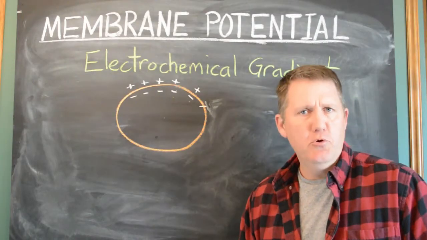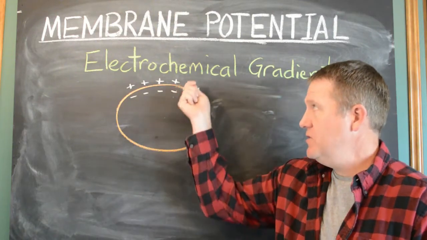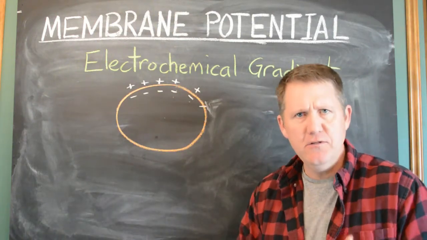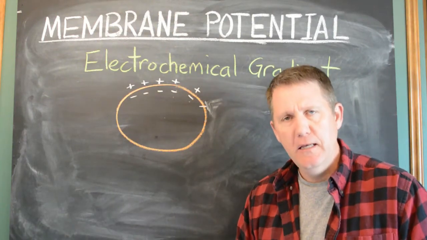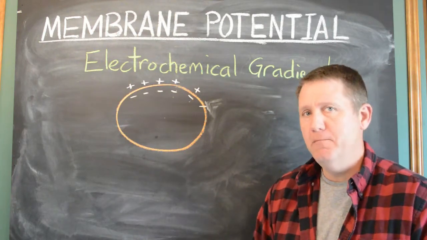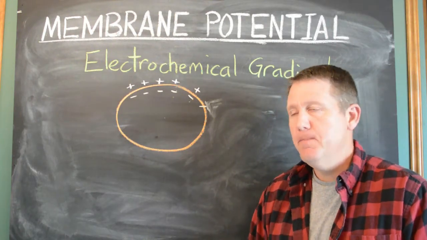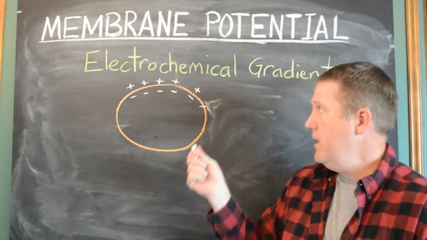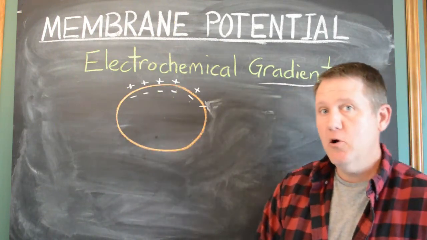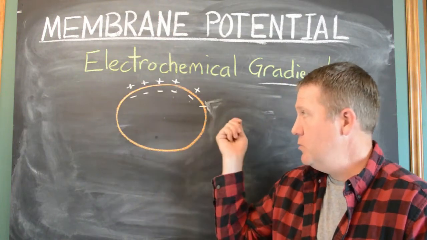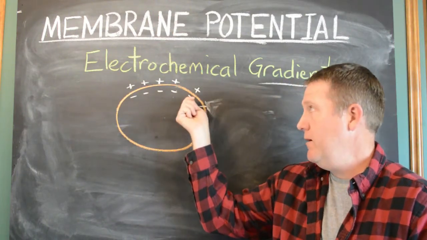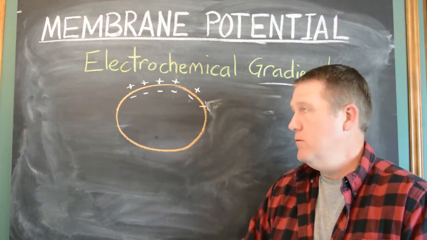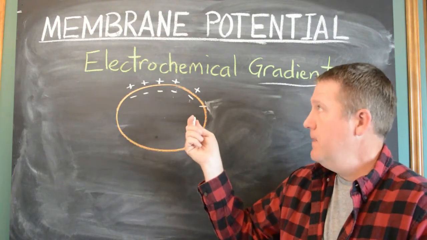Let's get into the nuts and bolts of how the cell actually sets up this gradient. How does it store potential energy and electrical energy across the membrane? It's all about ions. And so we need to set up this electrochemical gradient. We've talked a lot about gradients, right? There's a difference between one area and another. And we got that here, the difference between the inside and the outside.